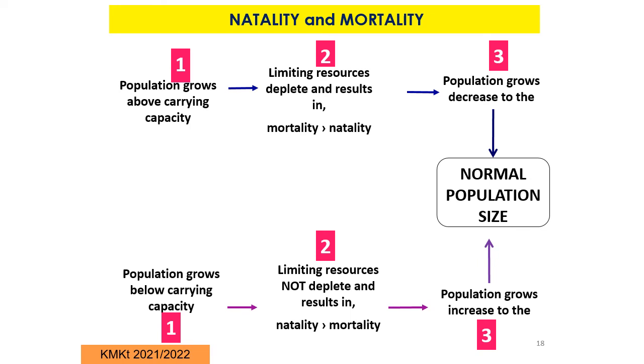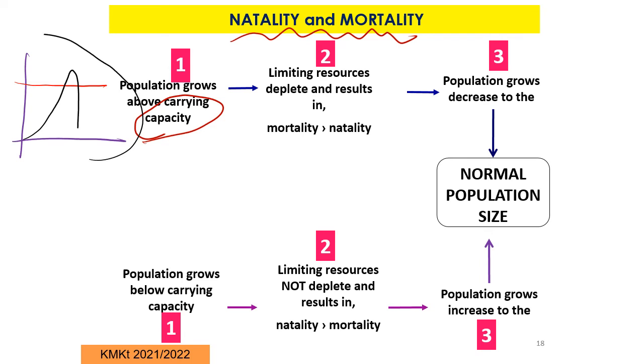This shows the relationship of natality and mortality with carrying capacity. If the population grows above carrying capacity, like the graph in here, the limiting resources will be depleted, resulting in mortality increasing higher than natality. So that means lots of deaths. When the death rate increases, the population will decrease. Thus, they will return to normal population size.